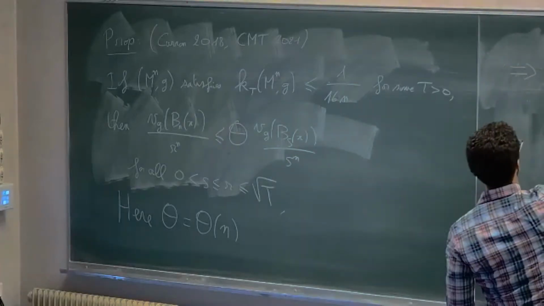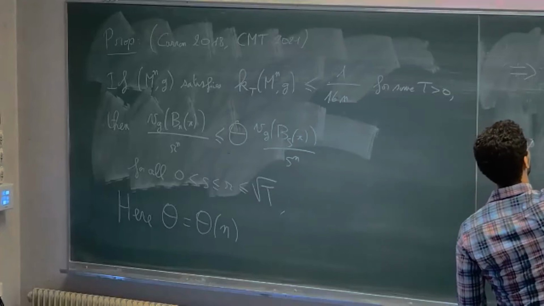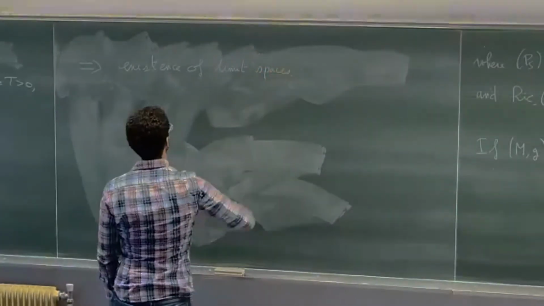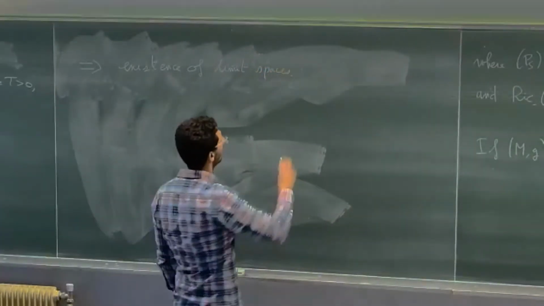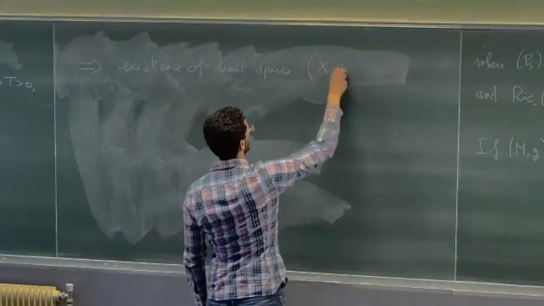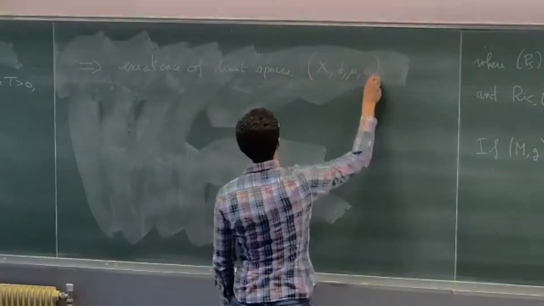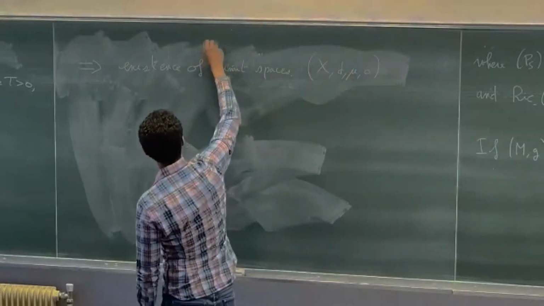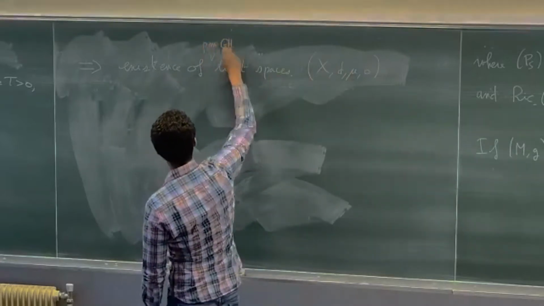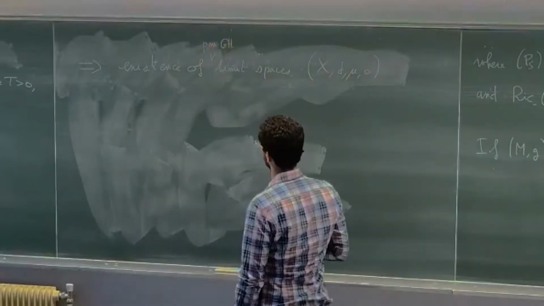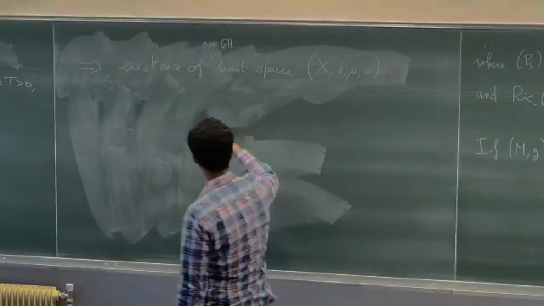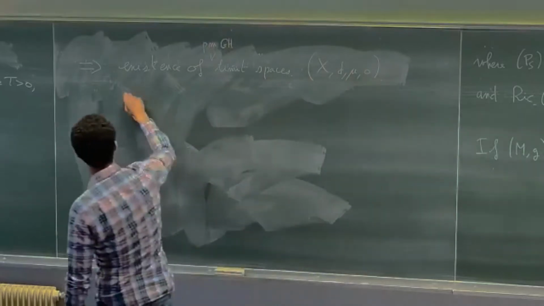So, existence of limit spaces. These limit spaces are pointed metric measure spaces. When I said limit spaces, I meant with respect to the pointed measured Gromov-Hausdorff topology, and these spaces are proper and geodesic.